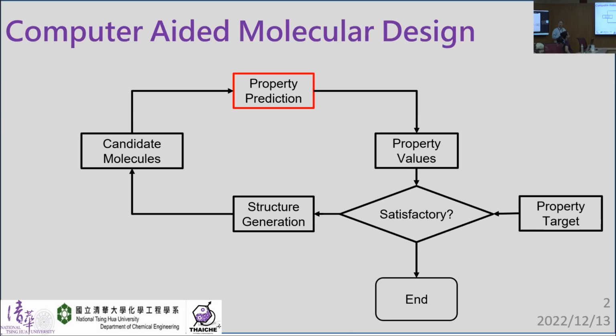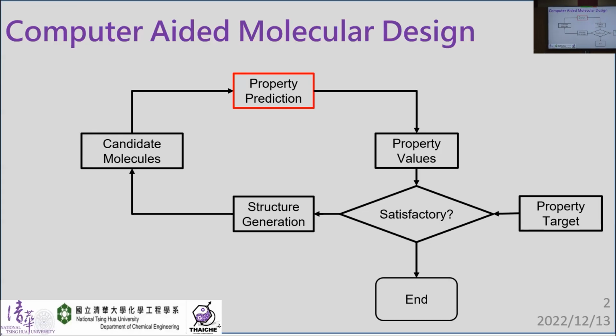The previous presentation documented what is called computer-aided molecular design. We want a method that can design a molecule to satisfy a certain property, and we want to do it before we do the experiments.